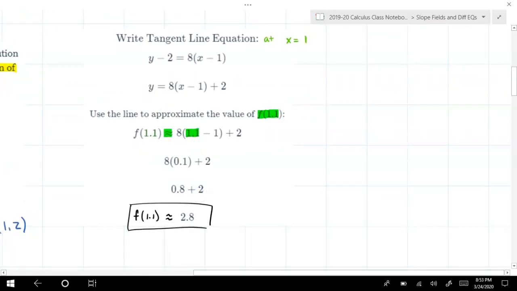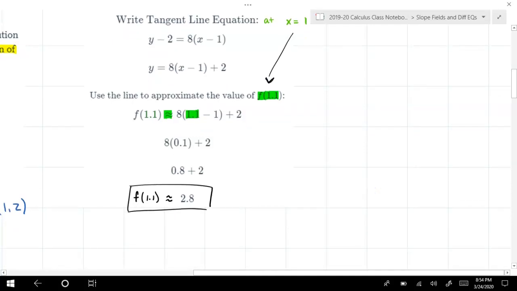Add the 2 over. And now we're going to use the equation of the tangent line at x equals 1 to approximate x equals 1.1. So we're going to sub 1.1 into the equation to approximate the y value.